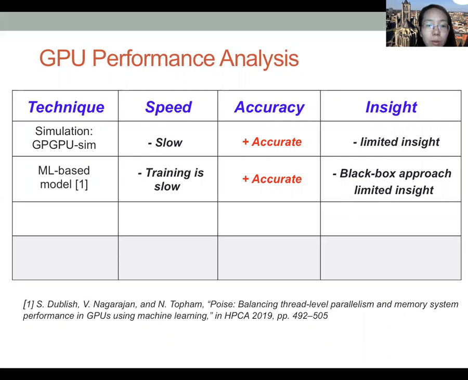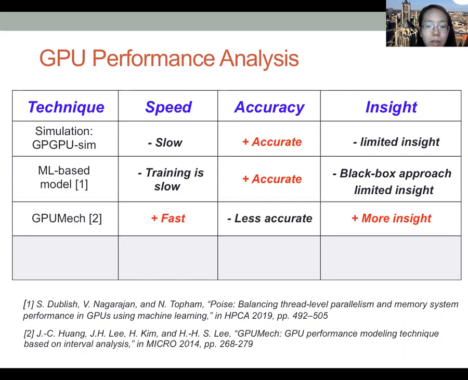Machine learning-based models require offline training to infer or learn a performance model. The training is slow for machine learning-based models. Although it is accurate, extracting insight from a machine learning performance model is not straightforward. For instance, a machine learning-based model is a black box approach with limited insight.